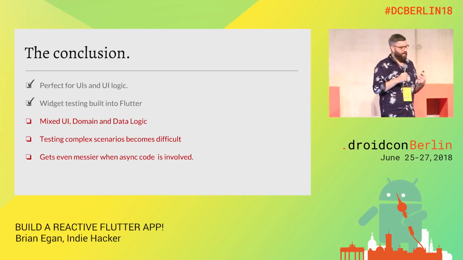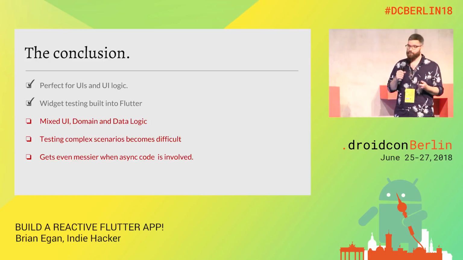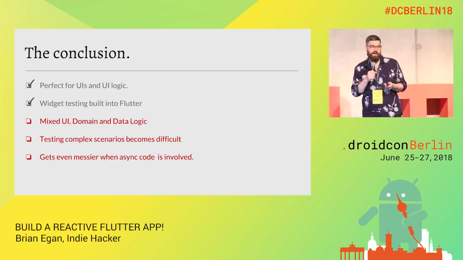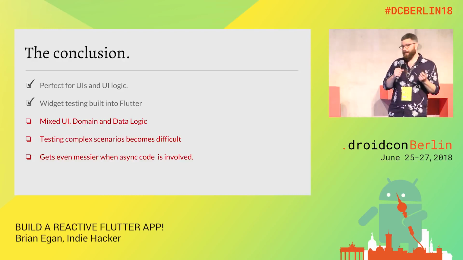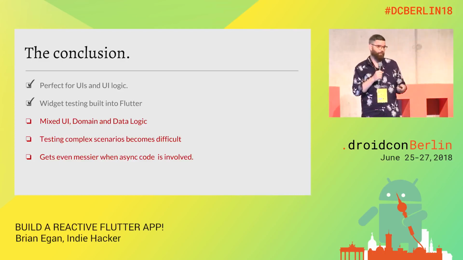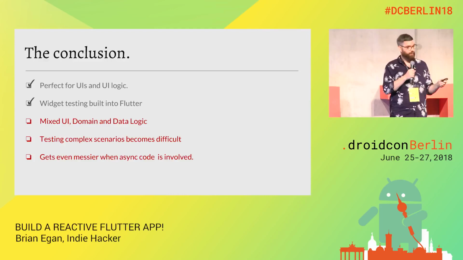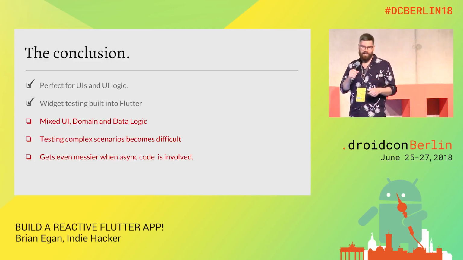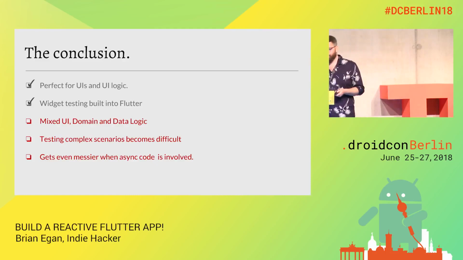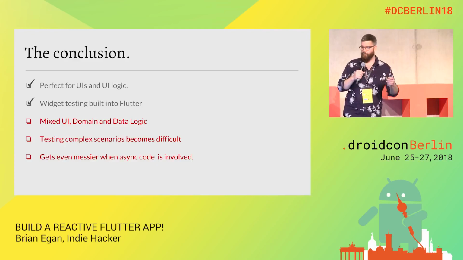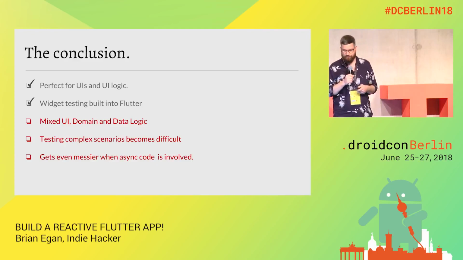So my personal conclusion from this was that this type of stuff is really good for UI or view logic, and it's perfectly fine for that kind of stuff. But it's also really cool that widget testing is built into Flutter, because it's a really powerful way to write unit tests for your view layer, essentially. But as I said, I think we're starting to mix a lot of logic into one class. We're mixing our UI logic, our domain logic, and if I had gotten crazy, I was even going to mix the data logic in there.